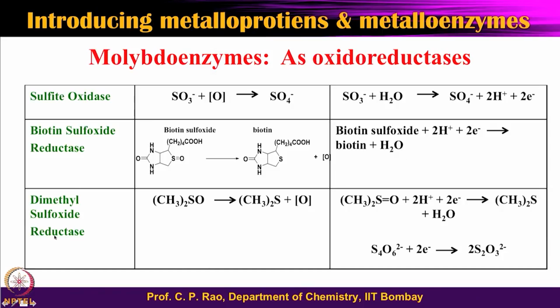So, dimethyl sulfoxide reductase. So, this is a reduction of the dimethyl sulfoxide, that is DMSO, and becomes DMS, dimethyl sulfide. So, that means that oxygen is pulled out by 2 protons and 2 electrons to give water, and then dimethyl sulfoxide will go to dimethyl sulfide. It can be from S4O6 to S2O3 also. So, you have a number of the oxidoreductase reactions.